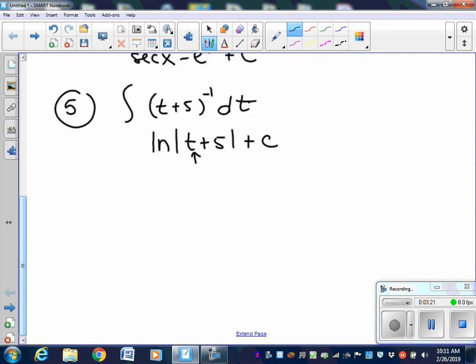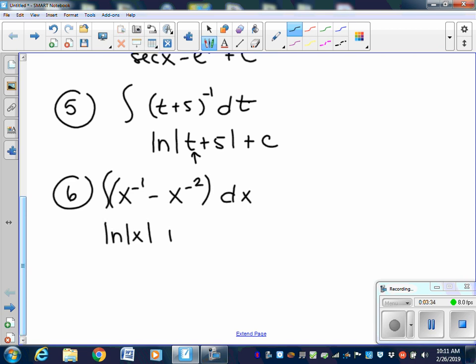Number 6, that's integrate x to the negative 1 minus integrate x to the negative 2 dx. When you add 1 to that, it's the natural log of the absolute value of x, plus, you add 1 to that. If you add 1 to that, you get a negative 1, but you have to divide by negative 1 plus c. So the answer key is the natural log of the absolute value of x. 2 negatives equal a positive 1 over x plus c.